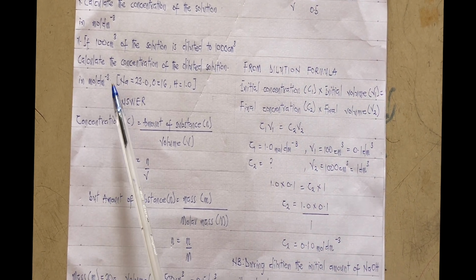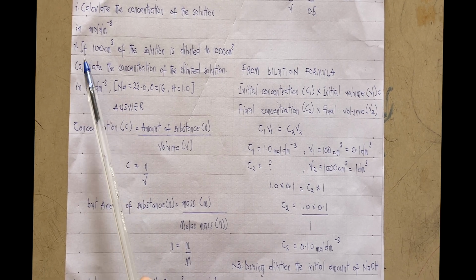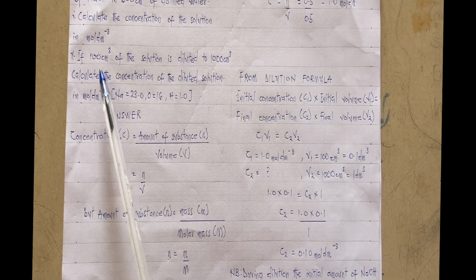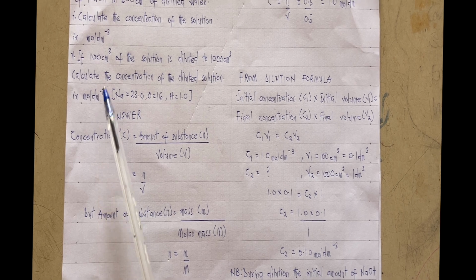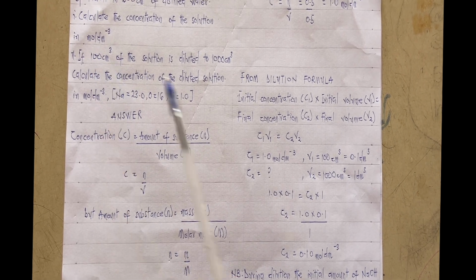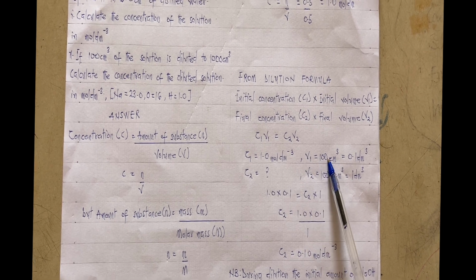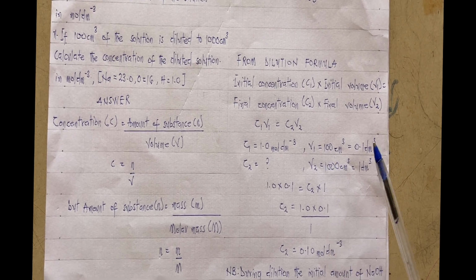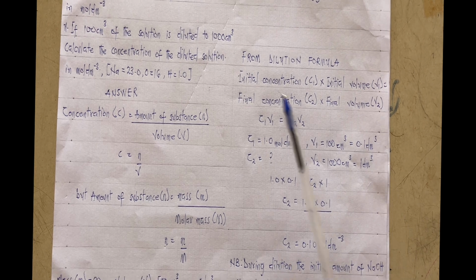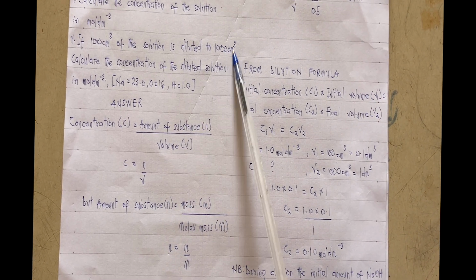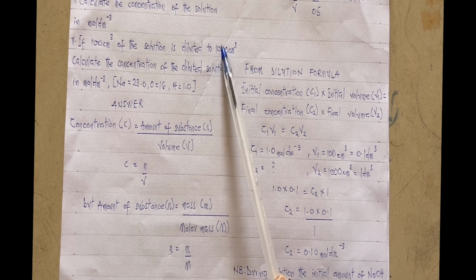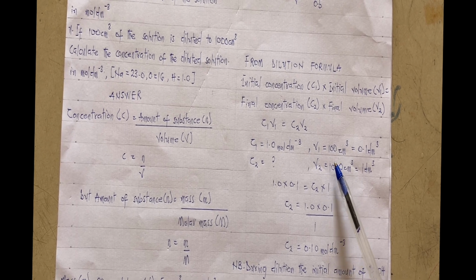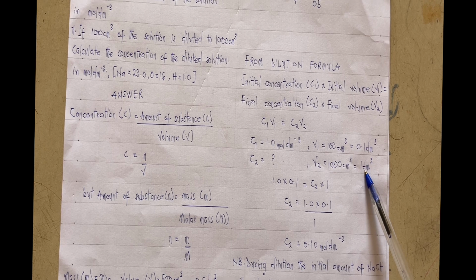But first of all, let us go to the question and see what we can get. If 100 centimeter cube of the solution is diluted, here it means that our initial volume is 100 cm cube. So we have V1, which is 100 cm cube, and we convert it to dm cube. So we divide it by 1000, and that will give us 0.1 dm cube. It is diluted to 1000 centimeter cube. So this is the final volume, that is V2. So our V2 is 1000. So we also change it to decimeter cube. So we divide this by 1000, and that gives us 1 dm cube.